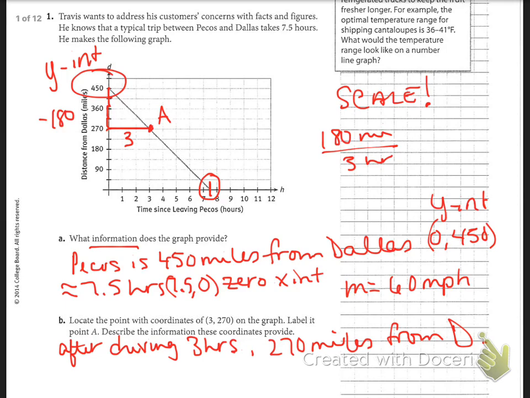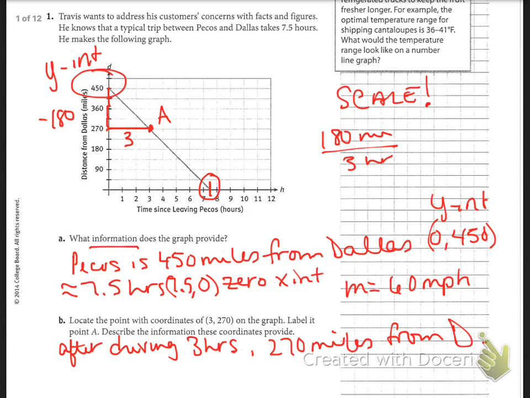What information can we look at on the graph? We have the x-intercept, which is 7.5 hours. That's how long it took him to get there. We have the y-intercept, which is 450. It means that Pecos is 450 miles from Dallas. We can also count the slope. So notice the scale is by 45. So 90 and 90 is 180 for 3 hours. So we're going 60 miles an hour.